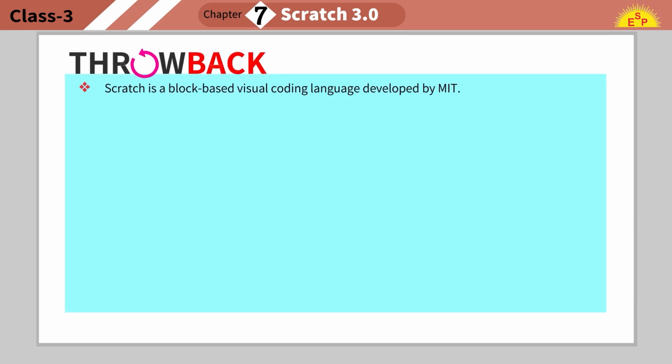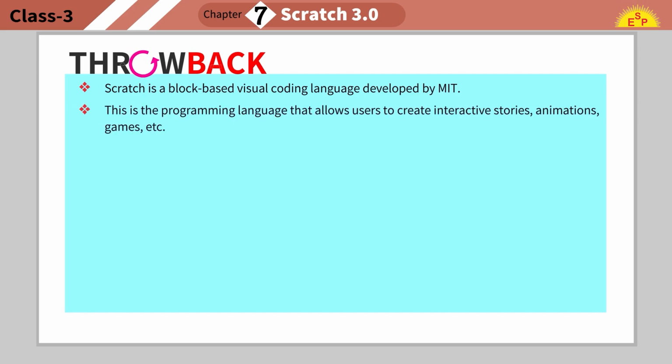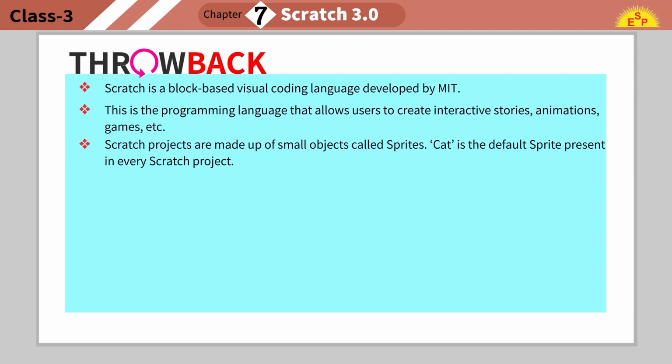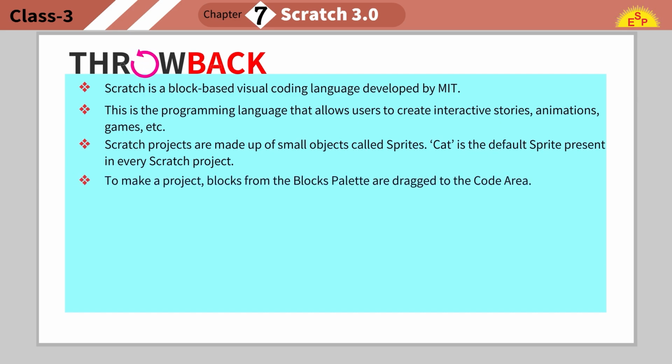Throwback. Scratch is a block-based visual coding language developed by MIT. This is the programming language that allows users to create interactive stories, animations, games, etc. Scratch projects are made up of small objects called sprites. Cat is the default sprite present in every Scratch project. To make a project, blocks from the Blocks palette are dragged to the code area.